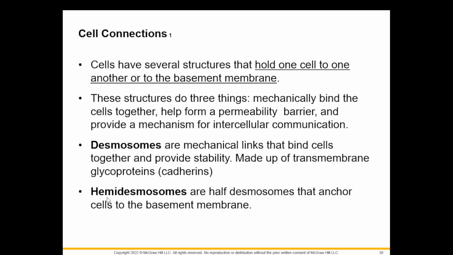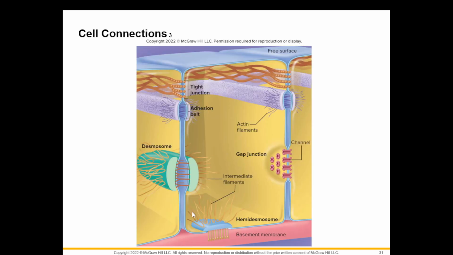The next is your hemidesmosomes. From the name, hemi, they are only half desmosomes. Their job is to anchor the cell to the basement membrane. Here they are at the bottom. They are only found on one side of the cell, and they anchor the cells to the basement membrane.